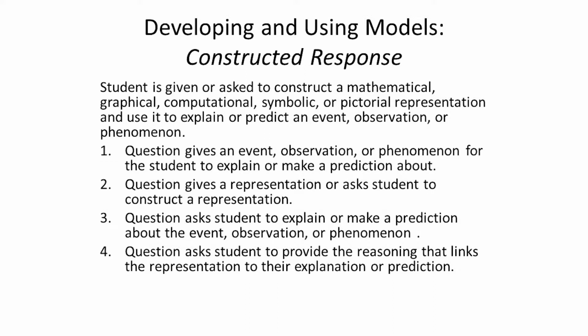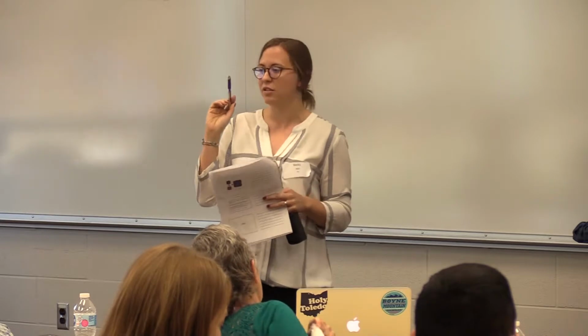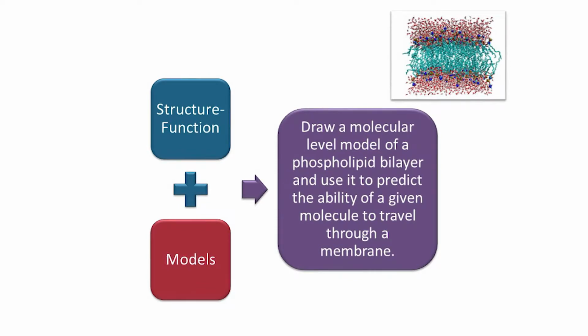These criteria were developed through looking at lots and lots of existing assessment items, and through developing new assessment items, again over a number of years and across these disciplines. For developing and using models, the assessment item has to meet all 4 of these criteria in order for us to code it as a developing and using models question. So just real quick, if we go back to the biology learning objective that Corey put up before: draw a molecular level model of a phospholipid bilayer and use it to predict the ability of a given molecule to travel through it.